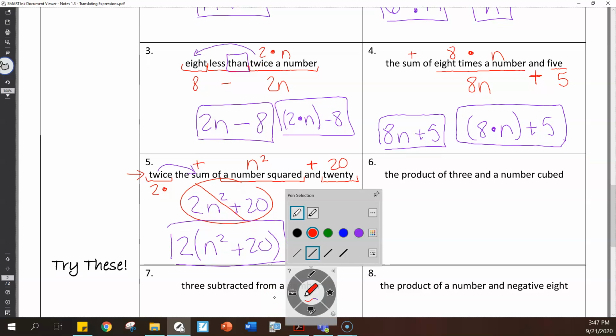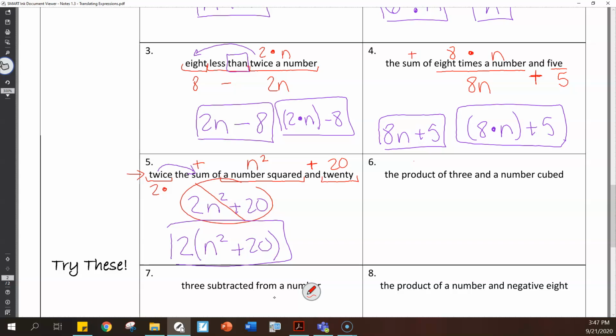Finally, number 6, I have the product. Product tells me to multiply, but it's also a grouping word. So it's going to be the product of this thing, and that thing. And that multiplication is happening at the and. So 3 is there's 3. A number cubed is going to be x to the third power. Okay. I don't have anything else here. So the product, 3 and a number cubed.